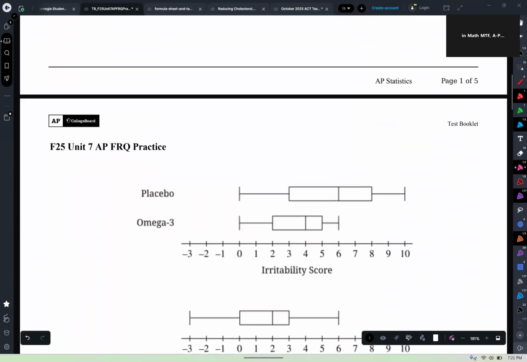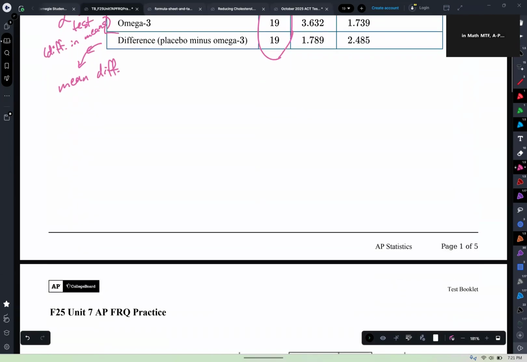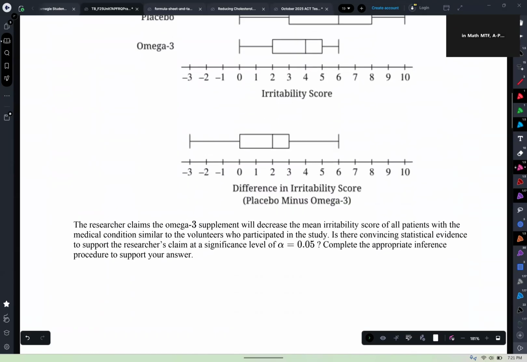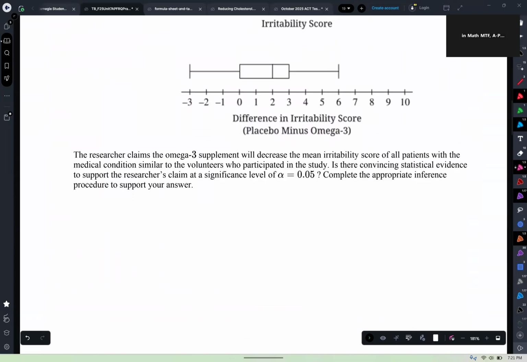Now, some people may be looking at that wondering why. For me, knowing inference procedures, right? Sample size of 19. It's not large enough to invoke the central limit theorem, and we don't know if the population was approximately normal or not. But both these samples are fairly symmetric without outliers, so we can proceed. All right, so here we go.